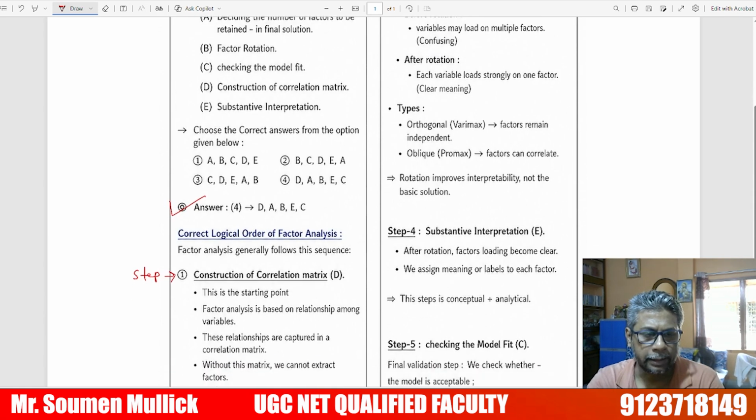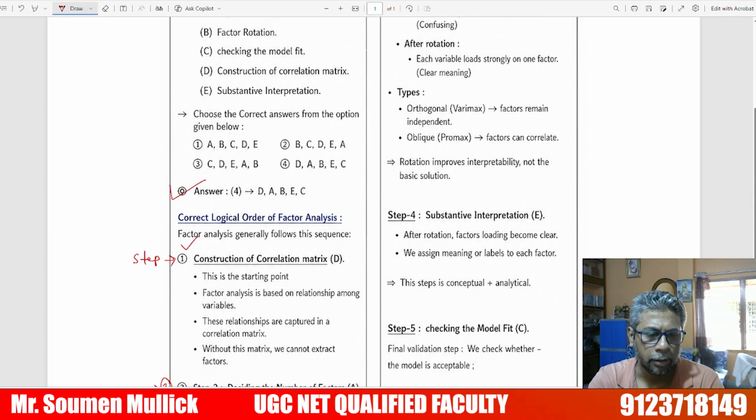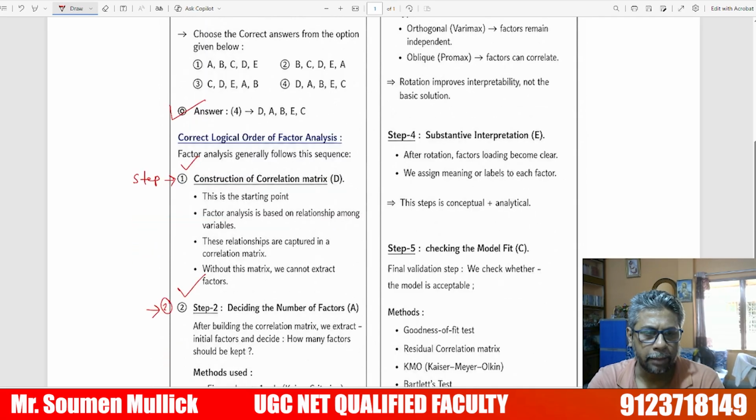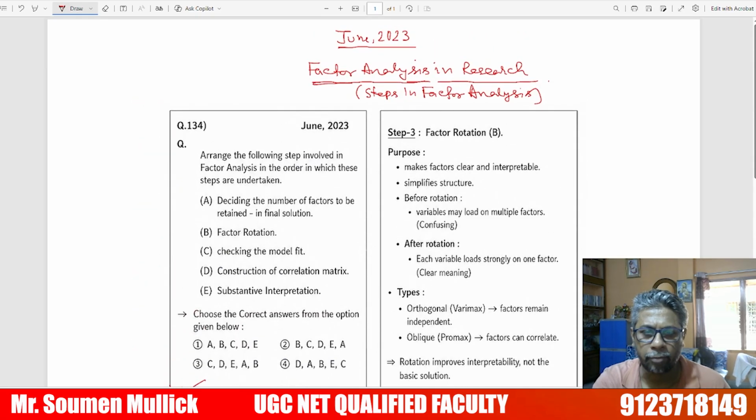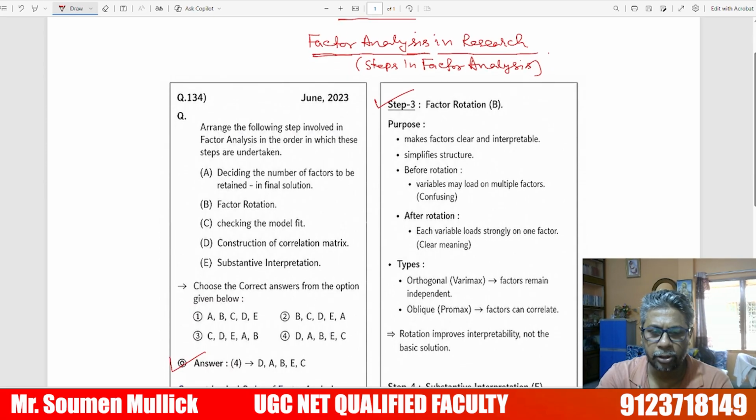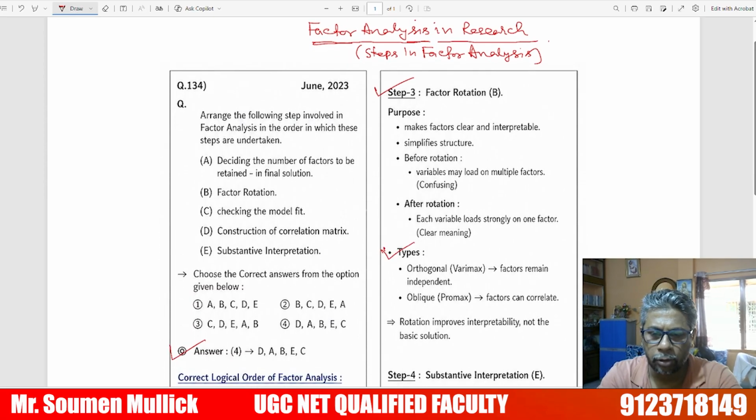Step 1, construction of correlation matrix. Step 2, deciding the number of factors. Step 3 is the factor rotation. In factor rotation, we use orthogonal rotation, where factors remain independent, such as varimax, or oblique rotation, such as promax, where factors can correlate.